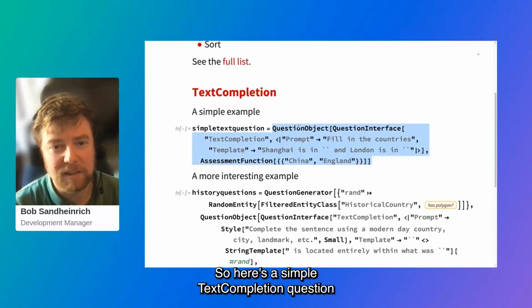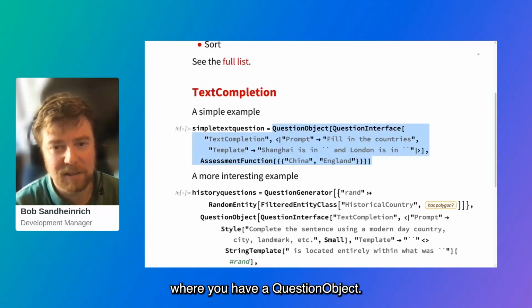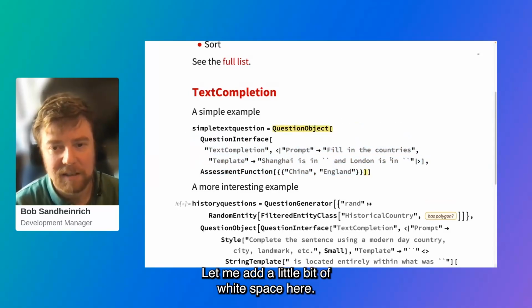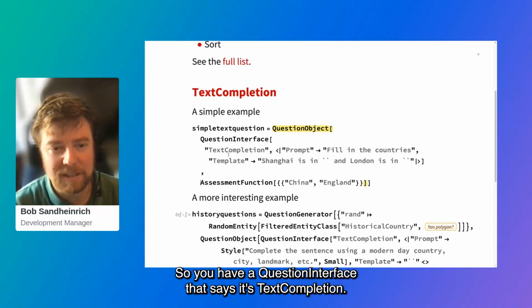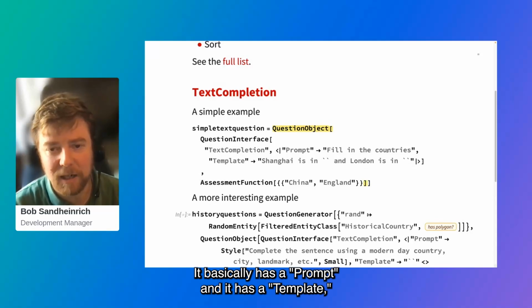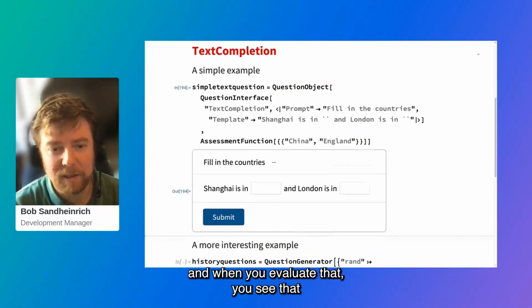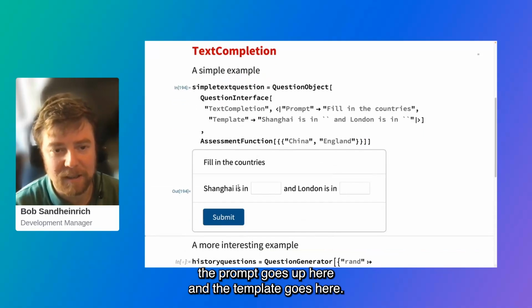So here's a simple text completion question where you have a question object. Let me add a little bit of white space here. So you have a question interface that says it's text completion. It basically has a prompt and it has a template. And when you evaluate that, you see that the prompt goes up here and the template goes here.